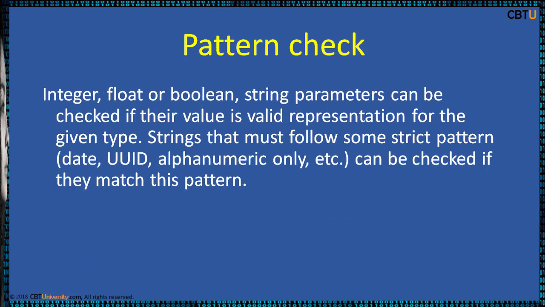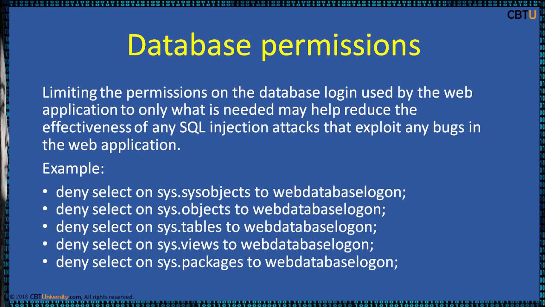Integer, float, or boolean string parameters can be checked if their value is a valid representation for the given type. Strings that must follow some strict pattern, for example date, UID, alphanumeric only, etc., can be checked if they match this pattern. The most important mitigation technique is limiting the permissions on the database login used by the web applications to only what is needed.